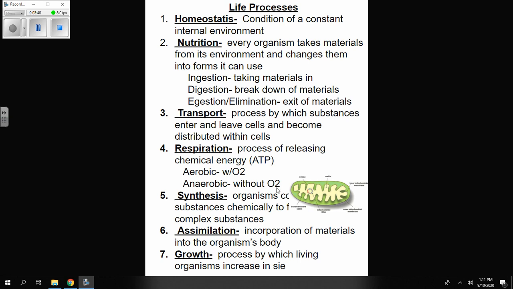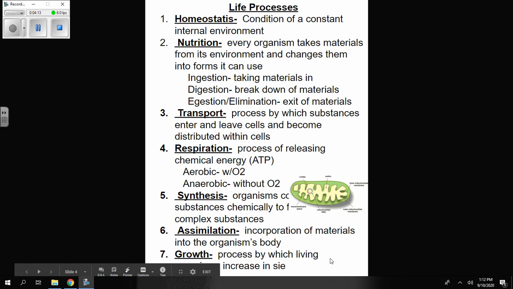That's without oxygen. Synthesis. Organisms combining simple substances chemically to form more complex substances. I need to move this up. I'm going to do that when I get on the other slide, but synthesis, think of to make. Assimilation, incorporation of the material into the body. So once you've made it, say you cut your finger, you have a scab, your body makes a protein to make the scab. That's called synthesis. Then you assimilate it. It becomes part of the body.